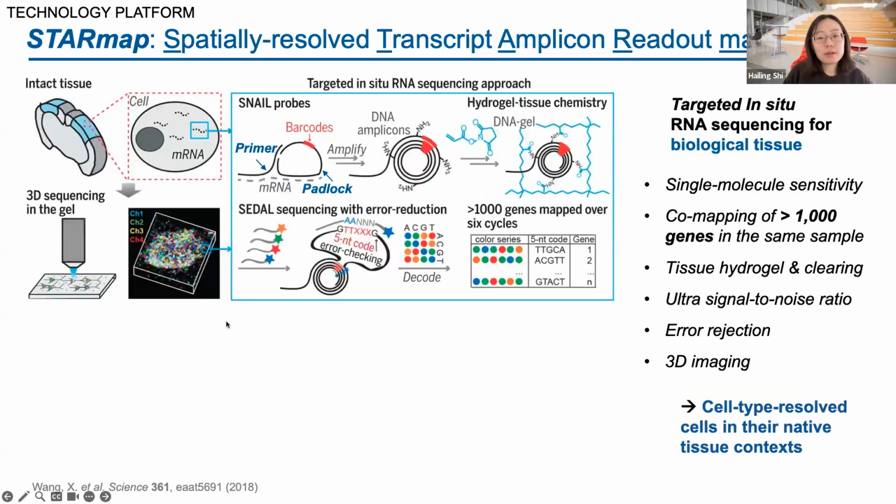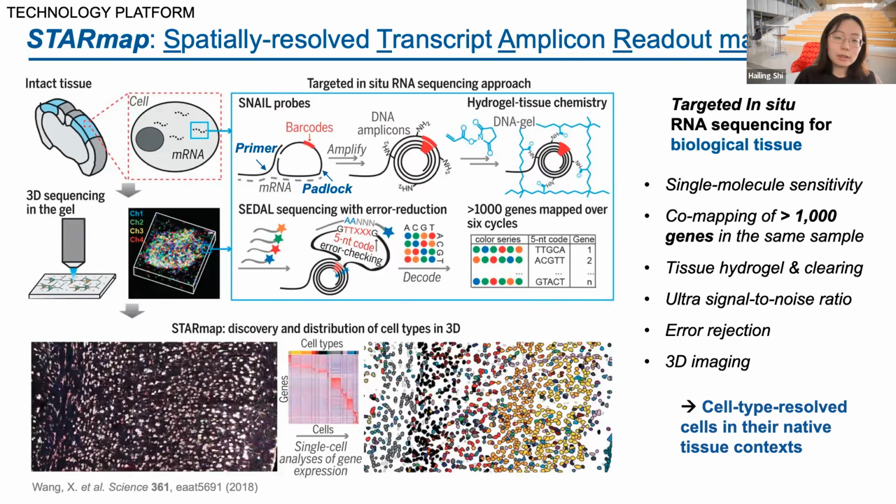Okay, so this method is, in summary, a targeted in situ RNA sequencing method that can work for biological tissue samples, has single molecule sensitivity and a code mapping capacity of over 1,000 genes in the same sample. And combining tissue hydrogel chemistry and tissue clearing, we can have really high signal to noise ratio in the 3D sample imaging.